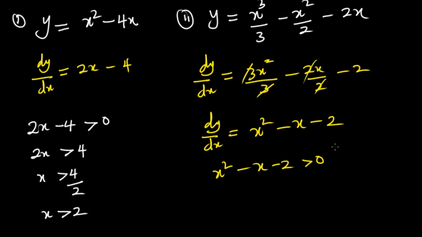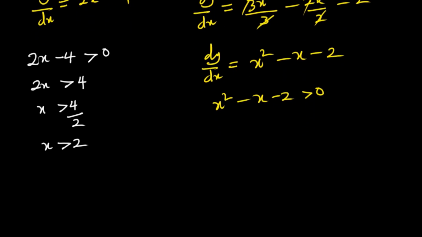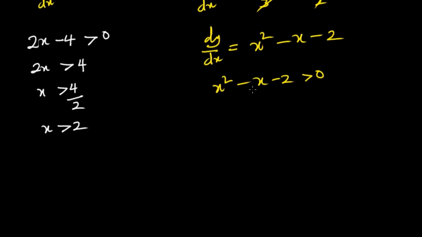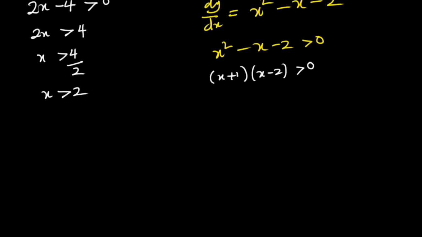Solving an inequality for a quadratic expression is a little bit tricky, but I'm going to walk us through a very simple approach. If you factorize this, I'm going to have x plus 1 times x minus 2 is greater than 0. So how do we solve this? I'm going to use the table method. So let me create a table here.